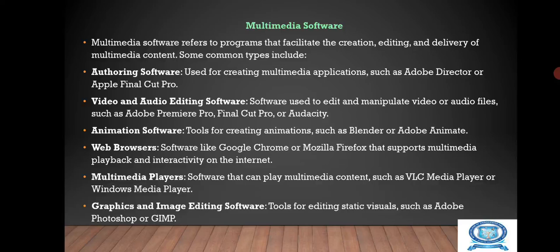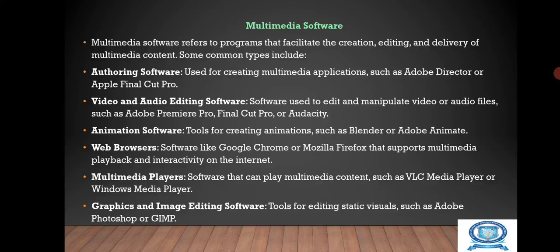Now let us see about multimedia software. Multimedia software refers to the programs that facilitate the creation, editing, and delivery of multimedia content. Some common types include authoring software, which is used for creating multimedia applications such as Adobe Director or Apple Final Cut Pro. Video and audio editing software is used to edit and manipulate video or audio files, such as Adobe Premiere Pro, Final Cut Pro, or Audacity. Animation software consists of tools for creating animation such as Blender or Adobe Animate.